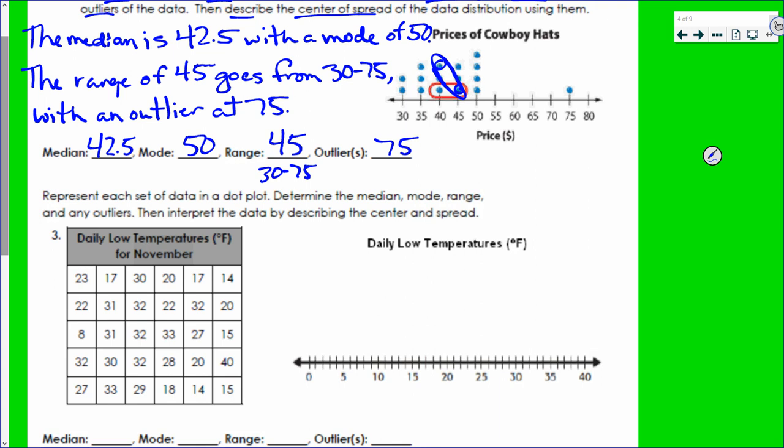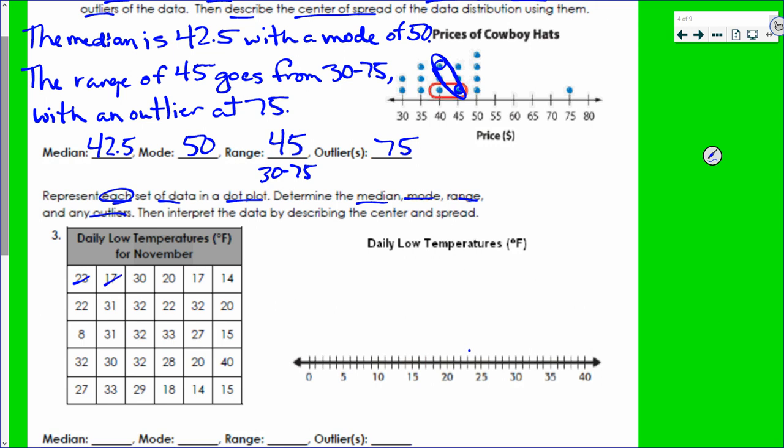So our next one, now we're going to represent each set of data in a dot plot. Again, determine mean, median, mode, range, and outliers. So this one's a little bit bigger data set, but we're going to go through the process exactly the same. So dot plots are kind of cool, because I'm going to do the exact same thing every time. I just start with my first number, 23. I find it on my number line, and I place it there.